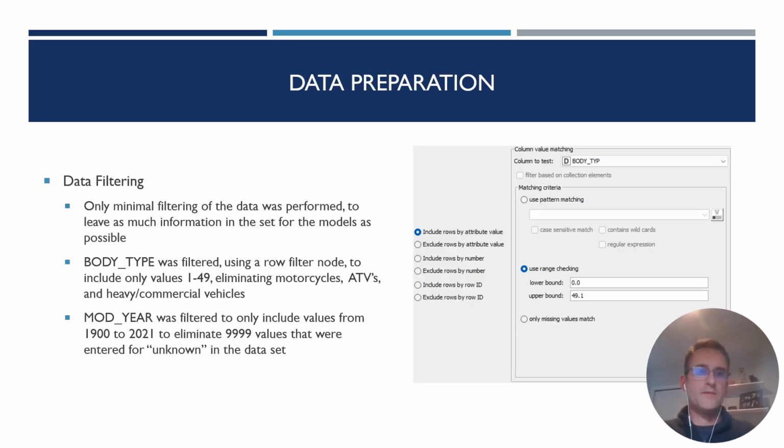After we had our variables chosen, we looked at data filtering. We decided on a minimal amount of filtering to leave as much information in the set for the models as possible. Body type was filtered using a row filter node shown here to include only values 1 through 49. That eliminated motorcycles, ATVs, and heavy and commercial vehicles from our data set. We also had to filter model year to the values from 1900 to 2021 to eliminate the 9999 values that were entered when the data was unknown in the data set.